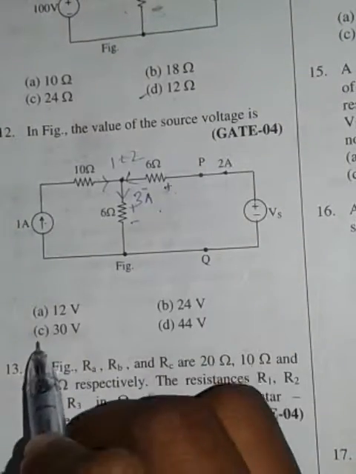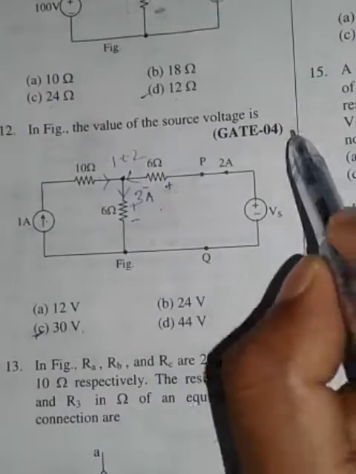So the given option C is the correct answer because it gives 30 volt. It was asked in GATE 2004.